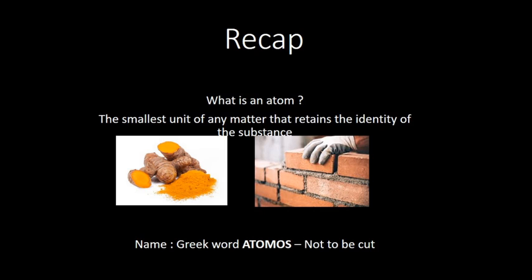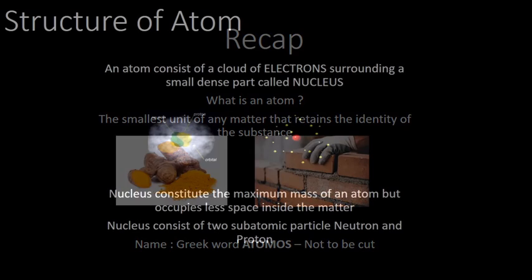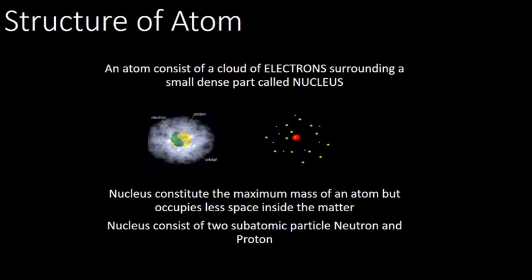What is an atom? Can anyone say? Yes, the smallest unit of any matter that retains the identity of the substance is what is known as an atom, and it got its name from the Greek word atomos, which means not to be cut. Then structure of atom. An atom consists of a cloud of electrons surrounding a small dense part called the nucleus.